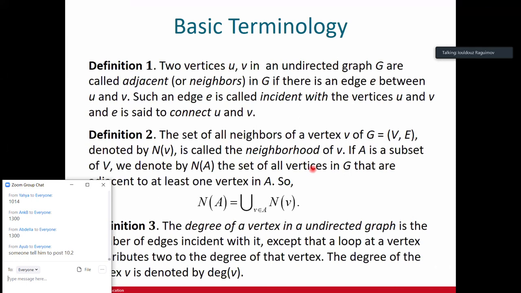Excuse me. Are you going to post 10.2? Yes, I am going. Okay, thank you. I am going to post 10.2.